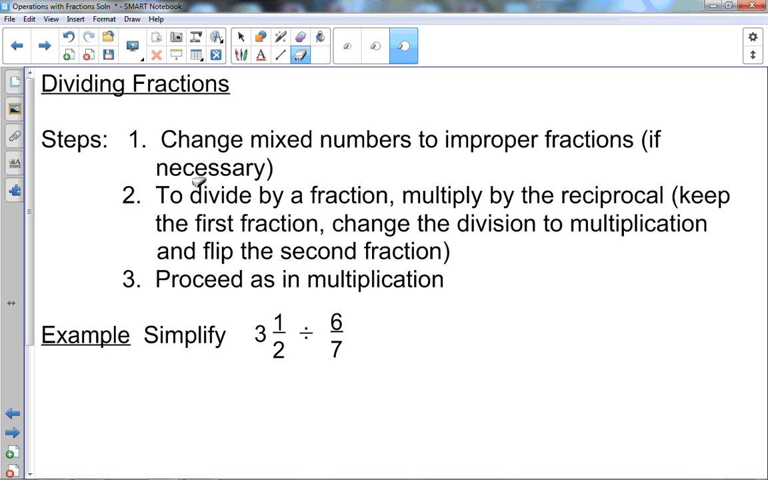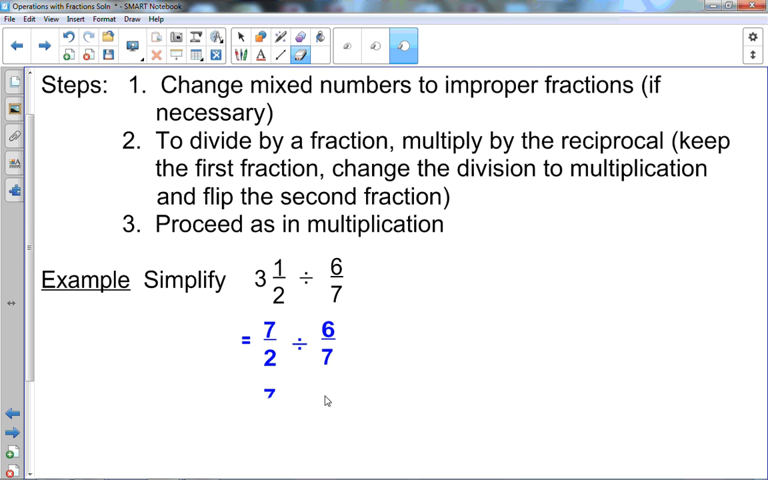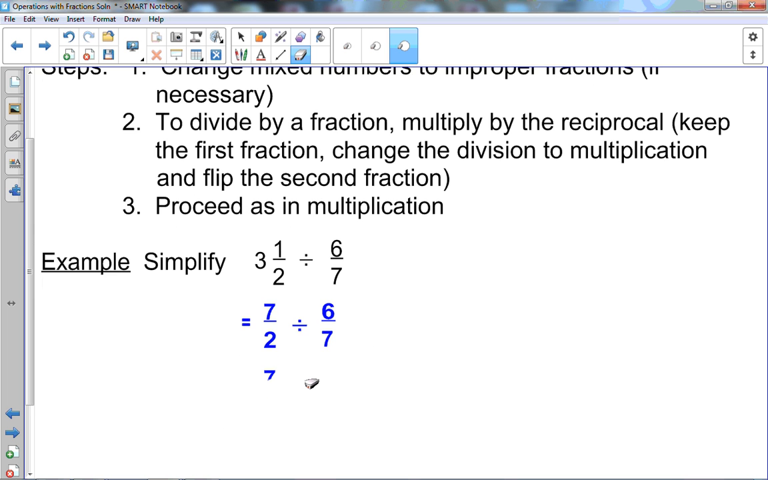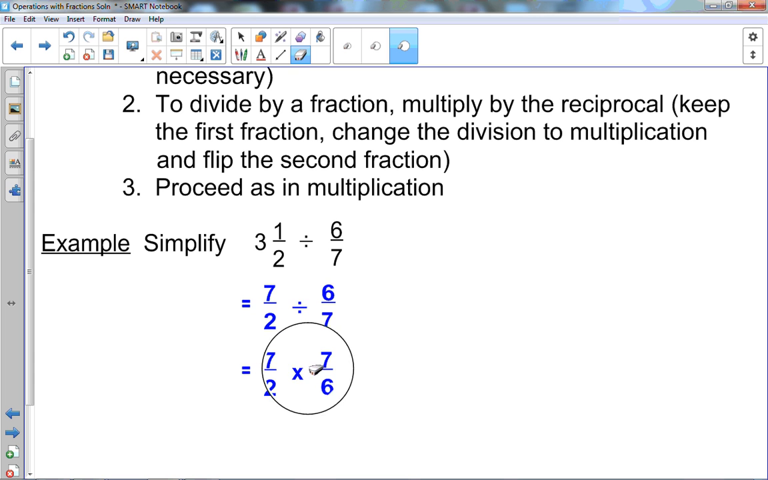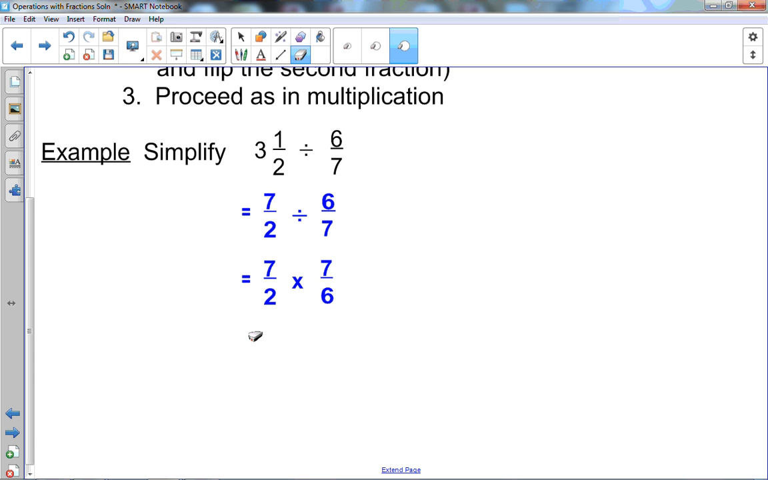Finally, when dividing fractions, we know that we take the reciprocal of the second fraction. In this case, this 6 over 7, we're going to have some work to do. But first, this 3 1/2 we must change to an improper fraction. So we multiply the denominator with the whole number and add it to the numerator. So we get 7 over 2 divided by 6 over 7. Then multiply by the reciprocal. So 7 over 2 stays the same, now 7 over 6. We end up getting 49 over 12.